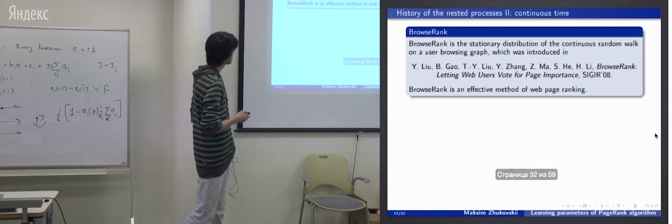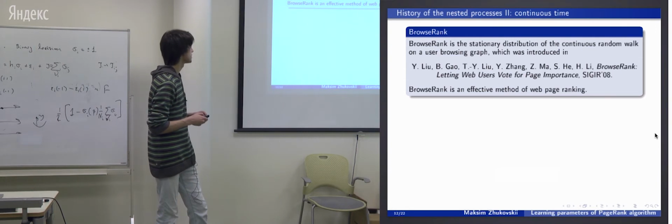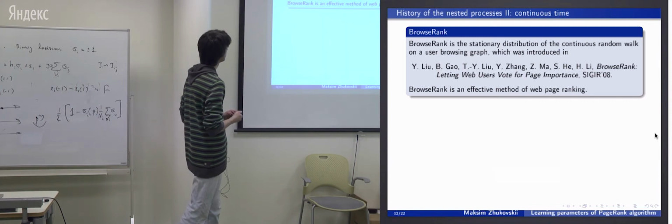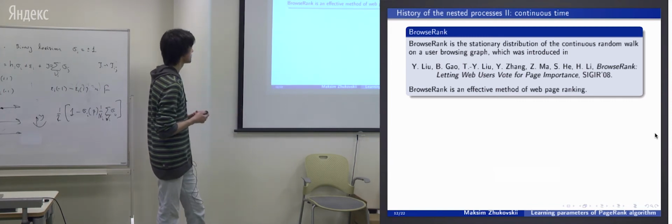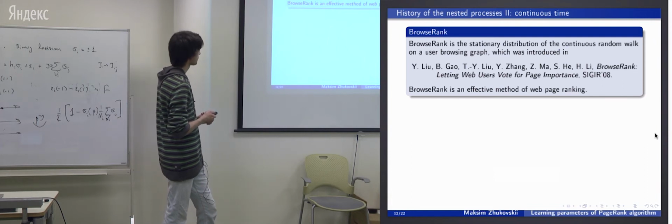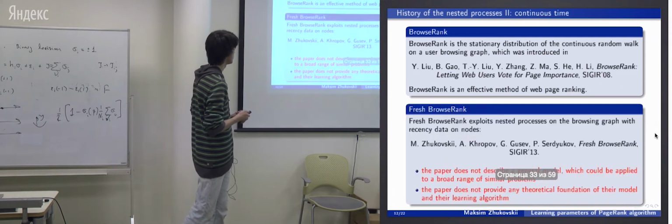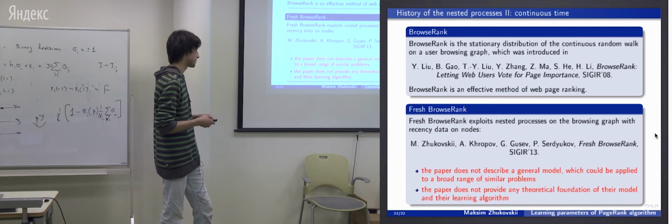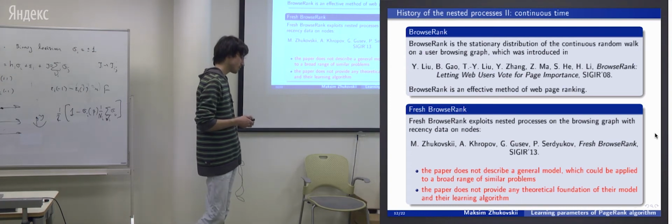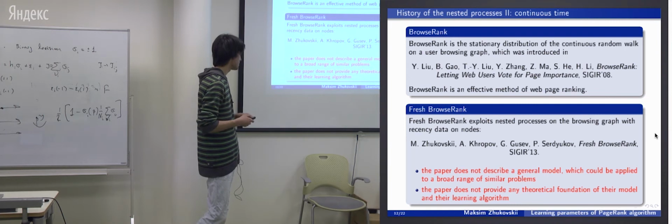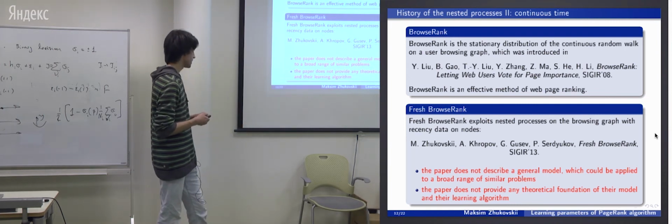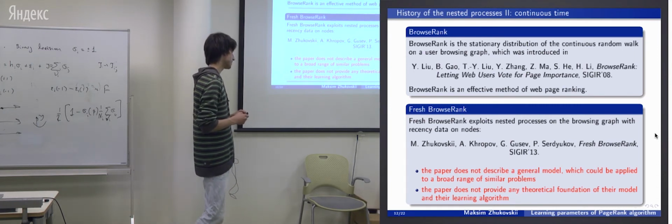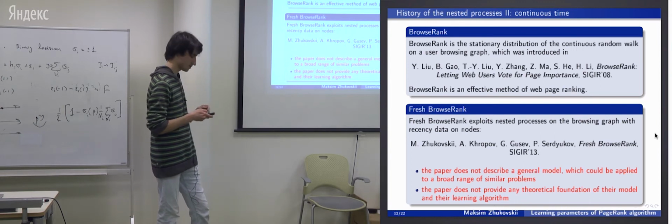So also there is an algorithm called browse-rank, which considers a continuous random walk on the graph, and so browse-rank is a stationary distribution in this process. It was introduced in 2008, and then we consider a nested process on the same graph with continuous random walk, and in 2013 there was a learning algorithm in this paper, but there was no theoretical foundation of this algorithm.